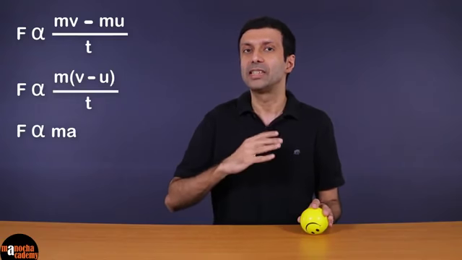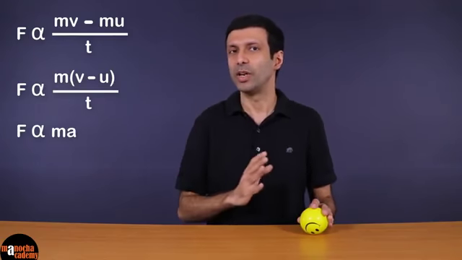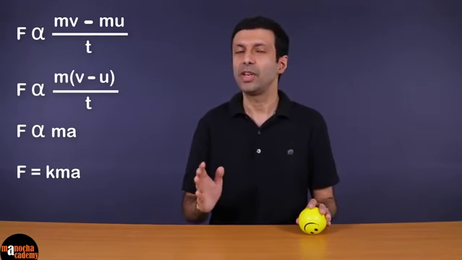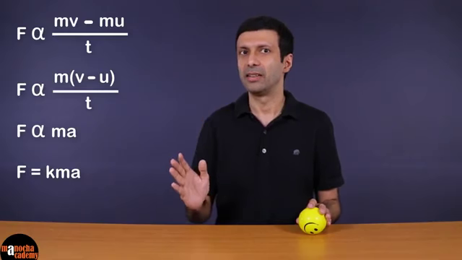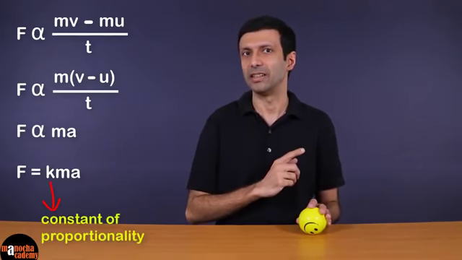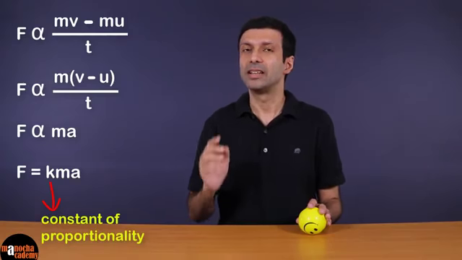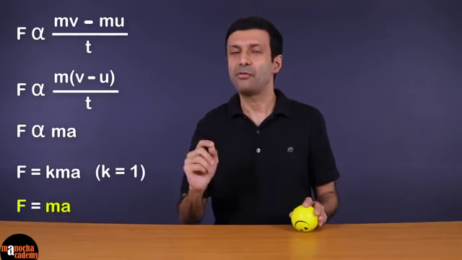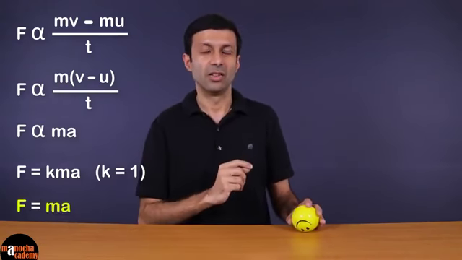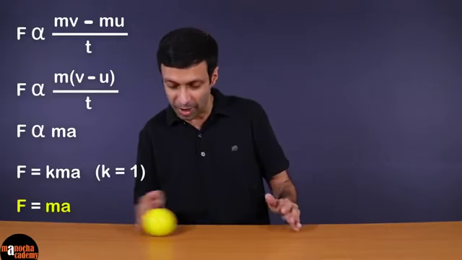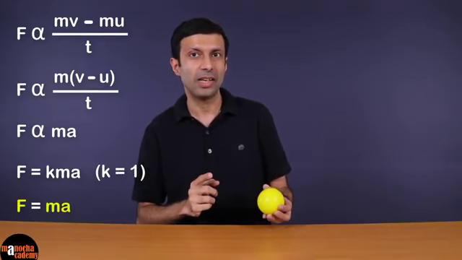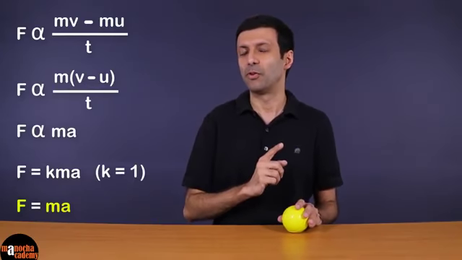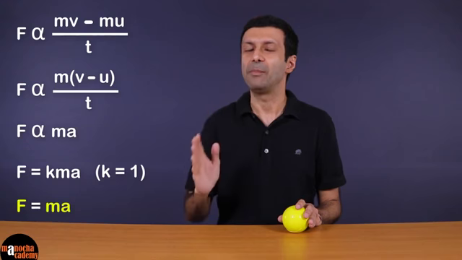Now if we want to change this directly proportional relation into an equation, we need to use a constant of proportionality. So we have F equal to K into ma. K is the constant of proportionality here. And based on the units, the scientists set it to be 1. So the equation becomes F equal to ma. The force applied on a body is the mass of the body into the acceleration of the body. And that's our formula for force, F equal to ma.